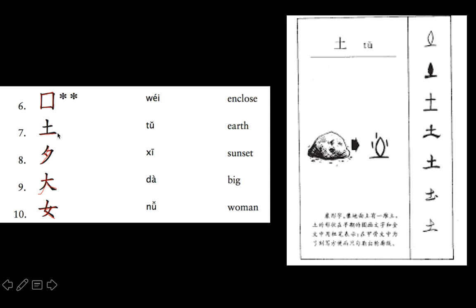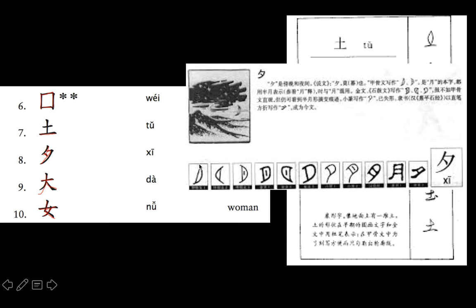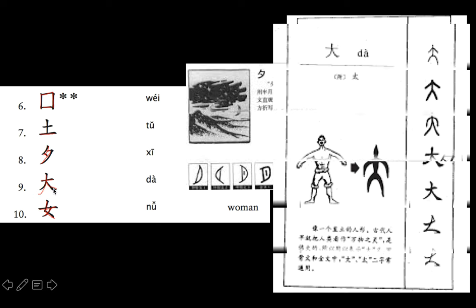Now, next one, Xi. Xi, long time ago, it is the shape of the moon. Gradually, it changed into this one. Xi now indicates the sunset because the time when the sun set is the time when the moon going up. So you can remember Xi like this way. And the Da means big. Da. Traditionally, it's written like a human being with arms reach out, right? So this is Da.